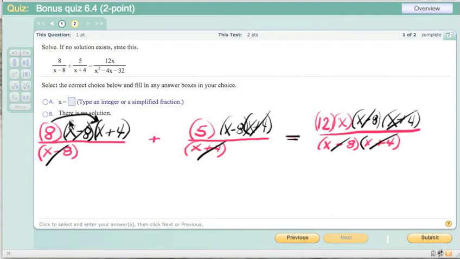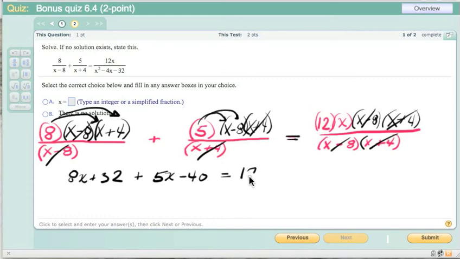I'm going to go ahead and do this distribution. 8 times x plus 4 is going to give us 8x plus 32. And over here, I'm going to go ahead and do this distribution. And I'm going to have 5x minus 40 plus 5x minus 40. And over here, the right-hand side is just simply 12x. And so we've been plunged back into section 1.3.